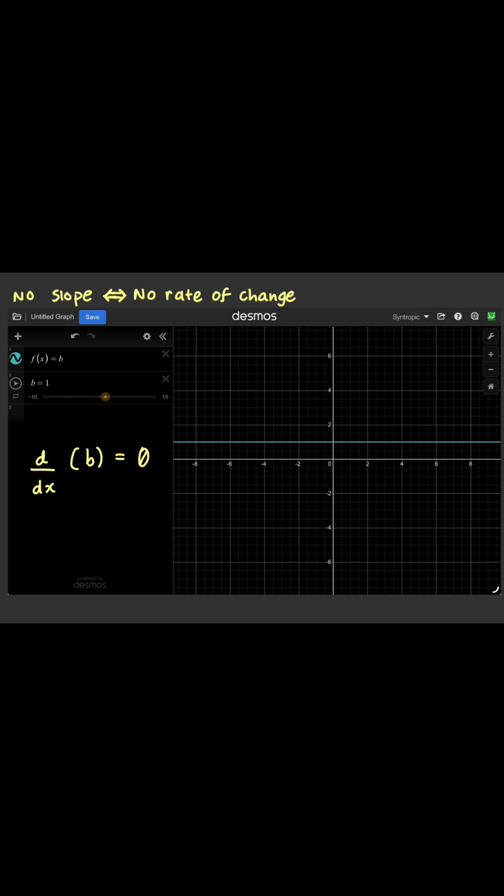And if there is no change as you go right or left, then the rate of change is 0 everywhere. And also, this is the visual representation of what the derivative of a constant looks like.